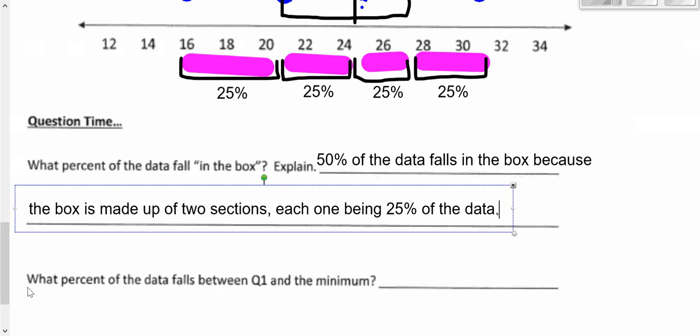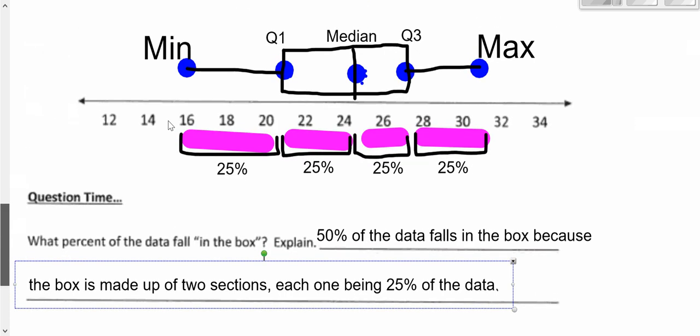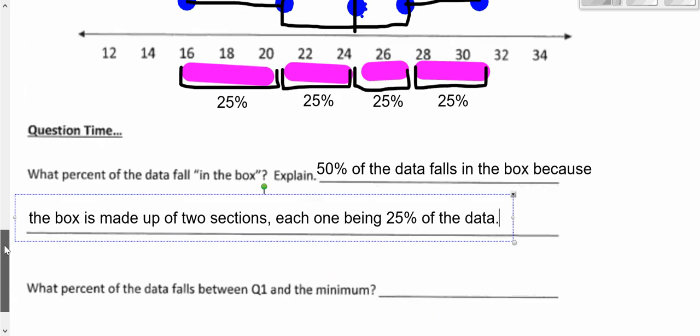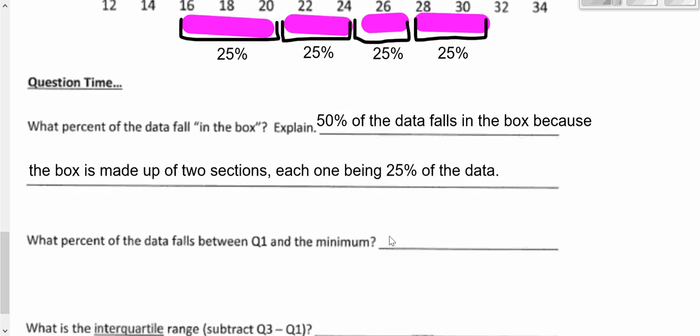And it says, what percent of the data falls between quartile 1 and the minimum? So if we're looking here, we have the minimum and we have quartile 1. So that gives us 25% of the data. So to answer that, we would just say 25% of the data.